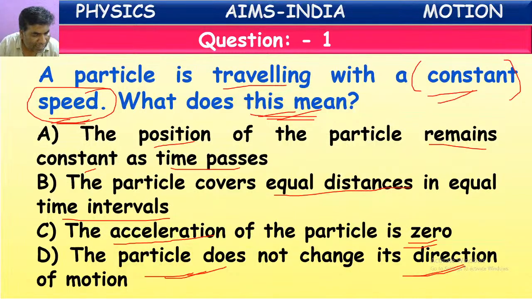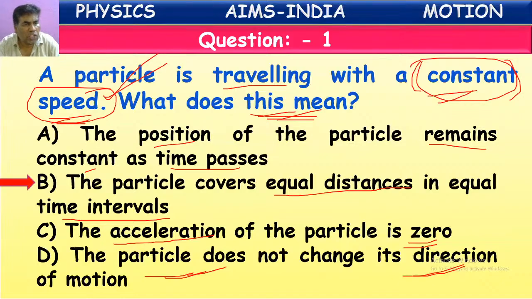Is it correct? Somebody has given B or C. So what is the correct answer? Very good. So many of you, keep it up. Because here constant speed means it is having speed. It is having speed means automatically its position will change. So this is a wrong answer.